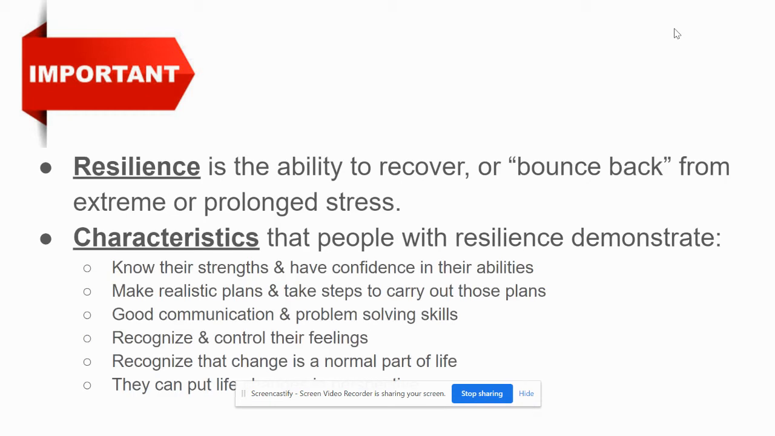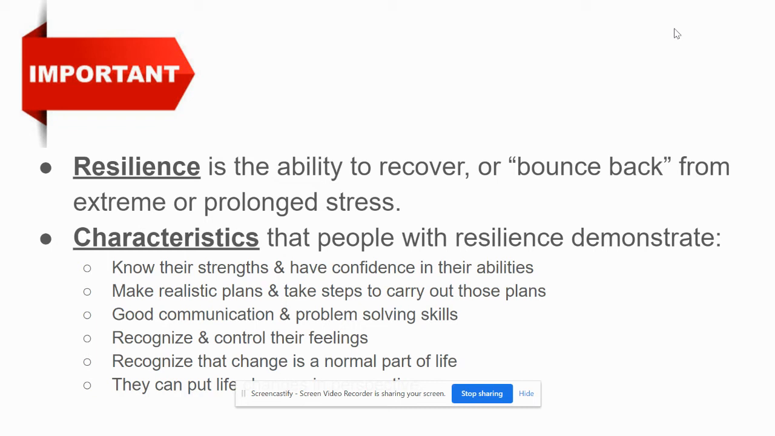Resilience is a wonderful trait I would want you all to have. It's the ability to recover or bounce back when you are faced with an extreme or prolonged stress. And the reason why this is so important is because you don't get to decide when an extreme or prolonged stress happens. Today, you could leave school and be in an accident and suddenly be faced with paralysis, right?